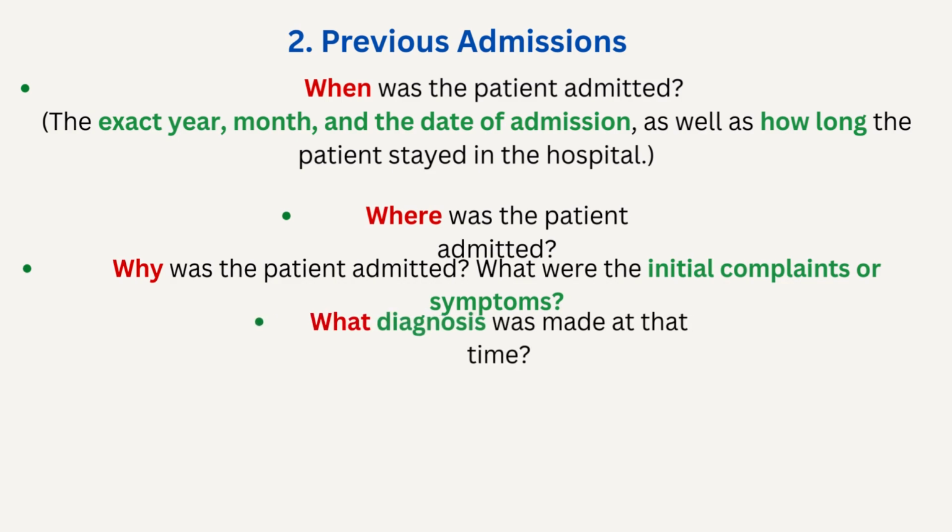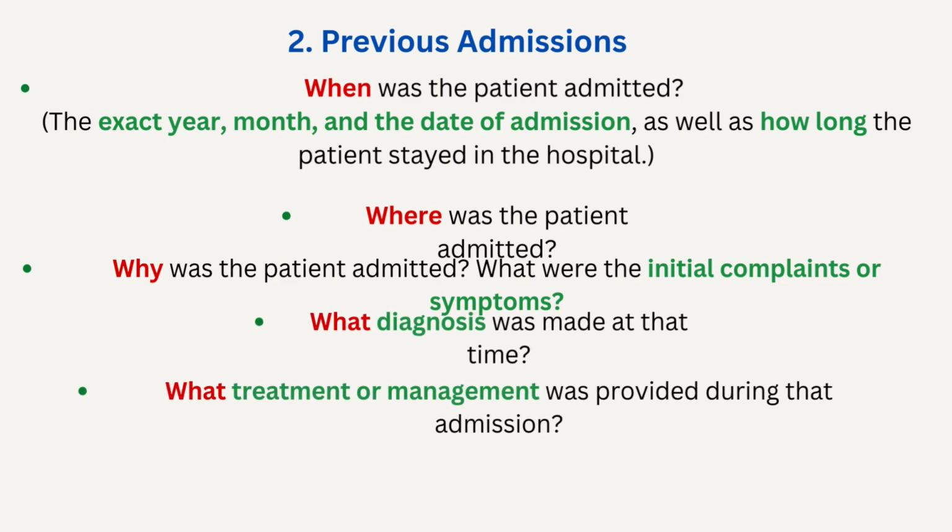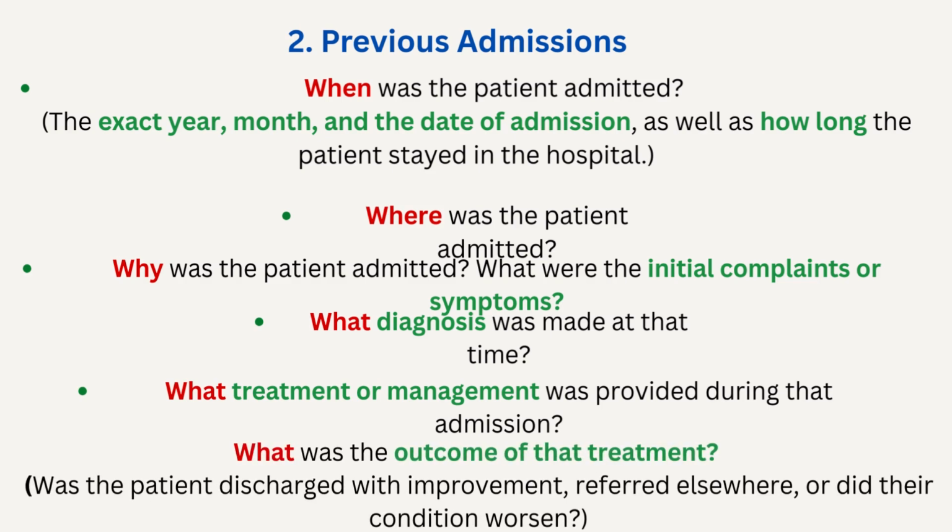What diagnosis was made at that time? What treatment or management was provided during that admission? What was the outcome of that treatment? Was the patient discharged with improvement, referred elsewhere, or did their condition worsen? This helps assess the effectiveness of the previous care.